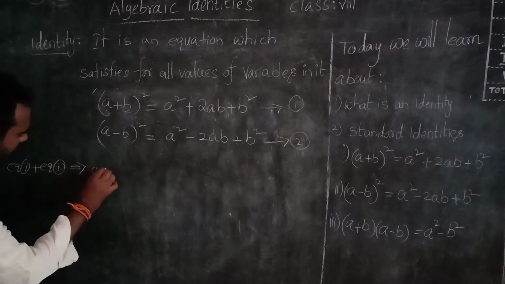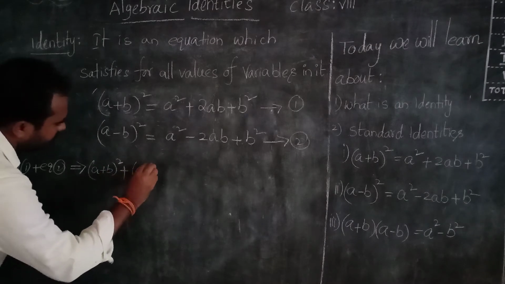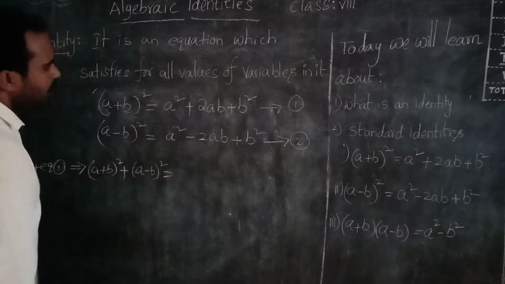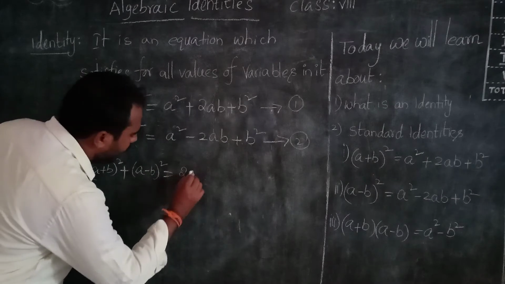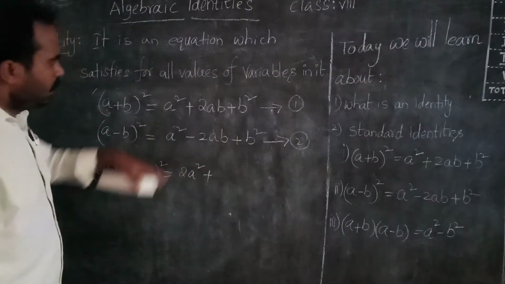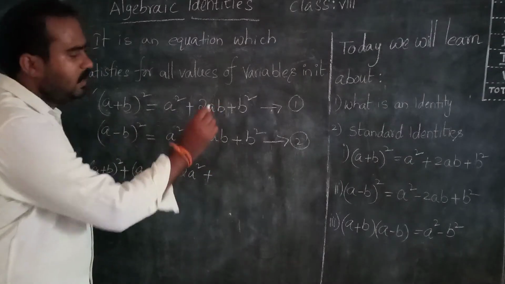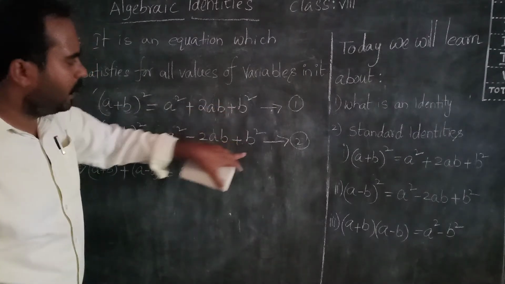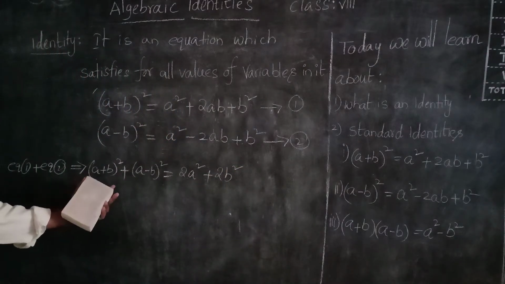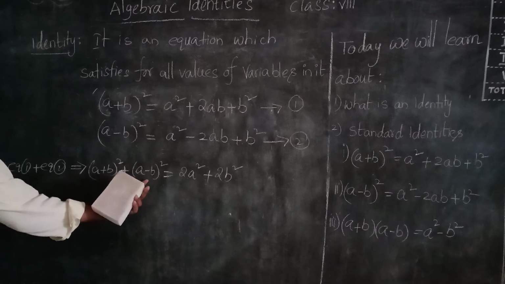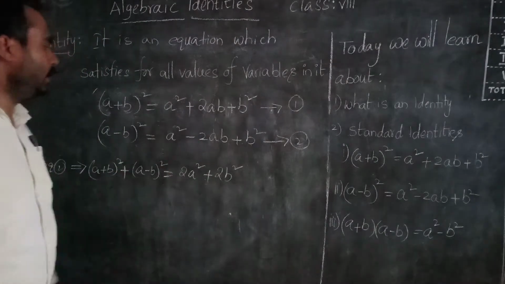A plus b whole square plus a minus b whole square is equal to a square plus a square, 2a square, plus 2ab minus 2ab. 2ab minus 2ab gets cancelled. So b square plus b square, 2b square. So a plus b whole square plus a minus b whole square is equal to 2a square plus 2b square.